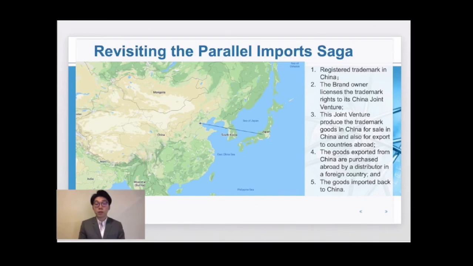In these situations, the trademark owner or its licensee attempts to block the importation of the parallel goods with the strength of the exclusive rights created by the registered trademark. The claim by the trademark owner or the licensee is that the importation of the parallel imports without its consent will constitute infringement of the exclusive rights of the owner's PRC trademark.